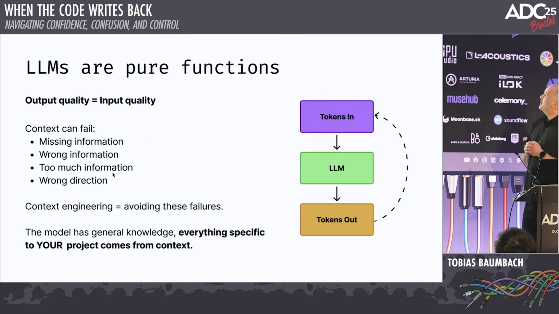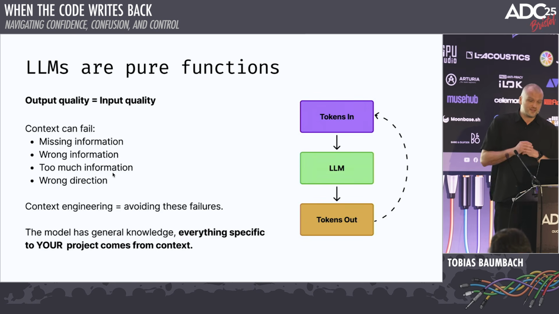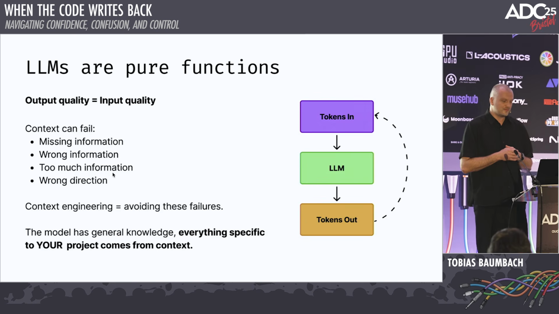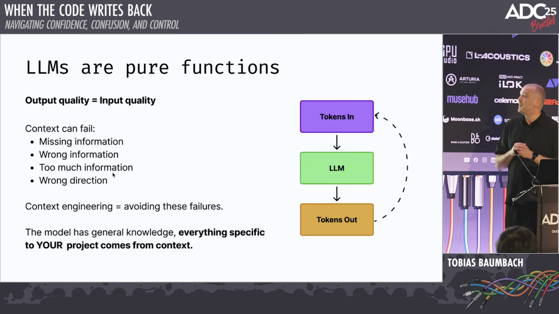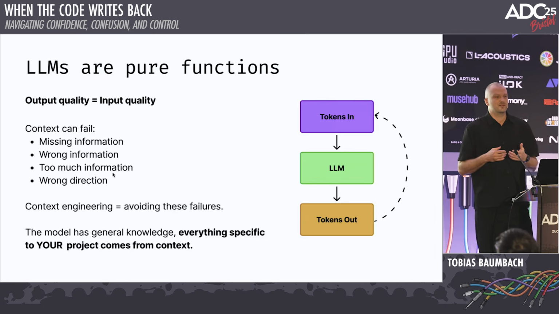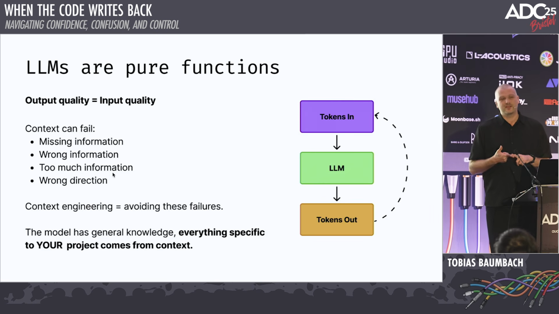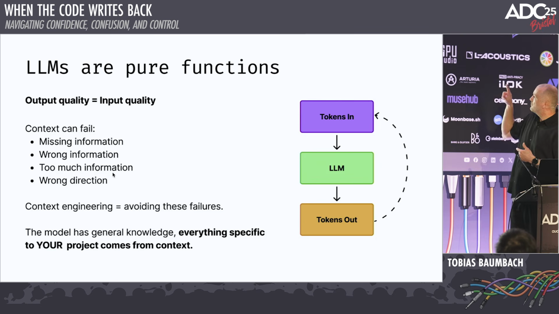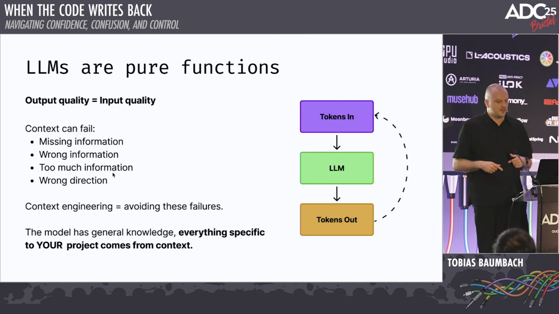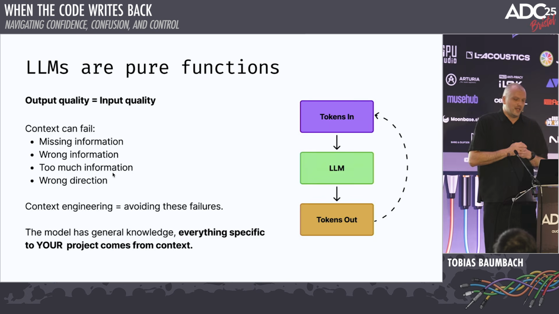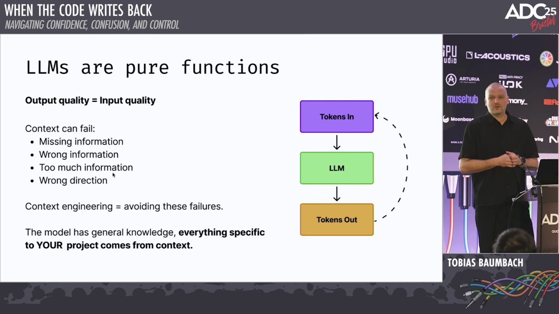To understand how to fix these kinds of problems, I think it's important to have a mental model of how these LLMs work. And what really helped me is to see them as pure functions. The LLMs don't have memory, they don't have state between the calls, so everything is managed around them. There is a small recursion, because usually you feed the tokens in, you get the tokens out, and the output ends up again in your context. So you have this little recursion. Your quality of the output totally depends on what you put in.